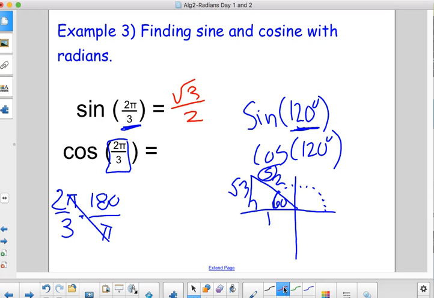So we cheat the system. If it asks you to do something in radians, figure out what it is in degrees, and then use the skills you already have. In that quadrant, is cosine going to be positive or negative? Negative. What does cosine stand for? Yeah. So we use the degrees to help us draw our triangle. And once you have that triangle, it's the exact same as what we were doing. Let's do another one.